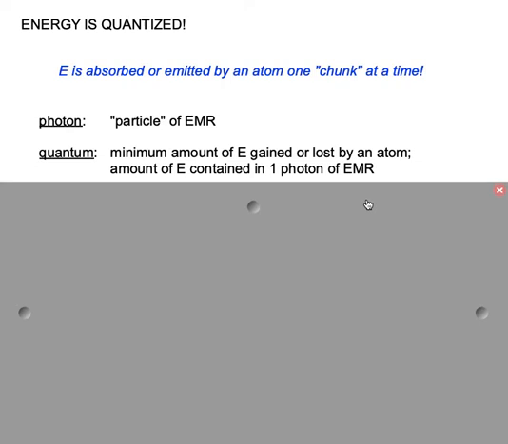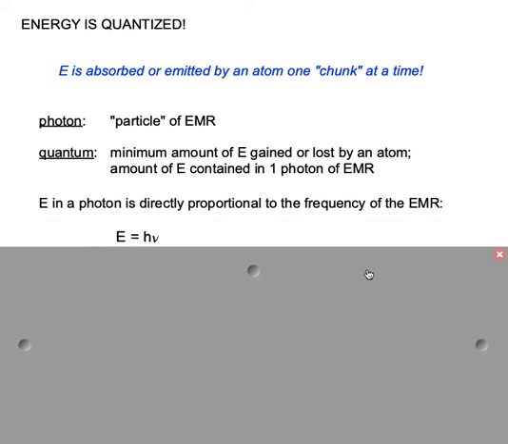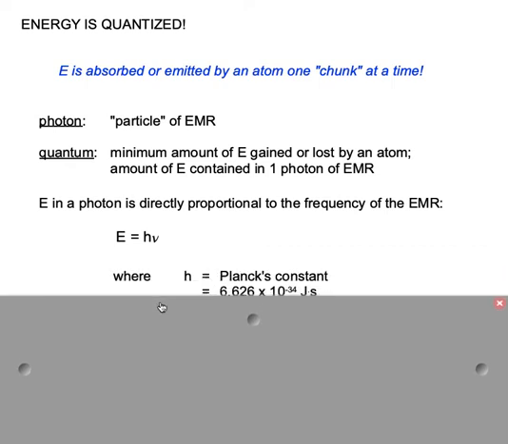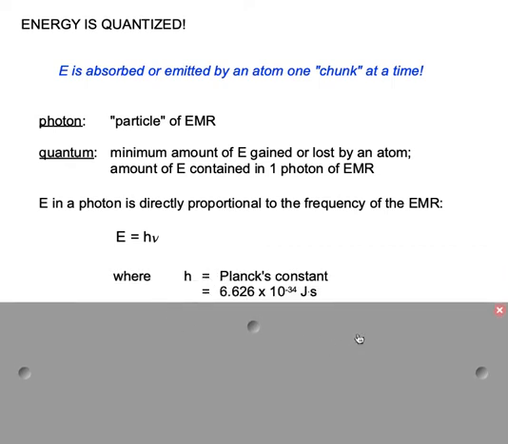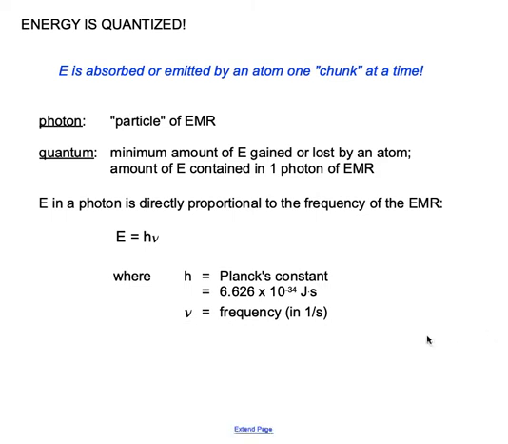The amount of energy contained in one photon, which is the minimum amount of energy gained or lost by an atom, is called a quantum of energy. And Einstein showed that the energy contained in a photon is directly proportional to the frequency. The equation we use, E representing energy, is equal to h, a constant, times nu, the frequency. H is called Planck's constant, which has a value of 6.626 times 10 to the negative 34th joule seconds. Nu is the frequency in units of reciprocal seconds. So let's do some calculations in which we interconvert between energy, wavelength, and frequency of electromagnetic radiation.